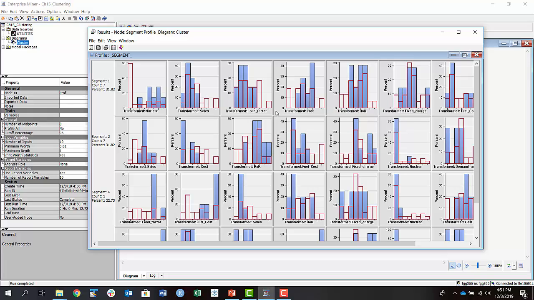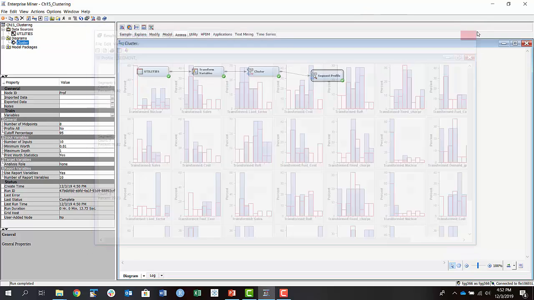the original data, less load factor than the original data, kind of mid-level cost compared to the original data, and so on. So this chart again gives you some additional information for us to try to understand what each cluster represents, what the cluster profile is.